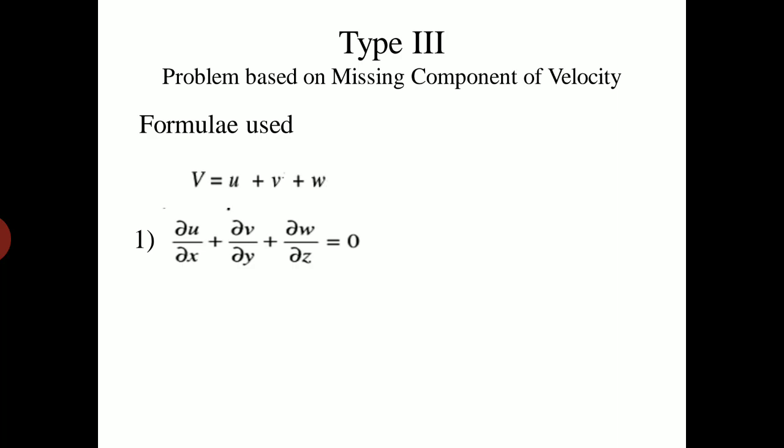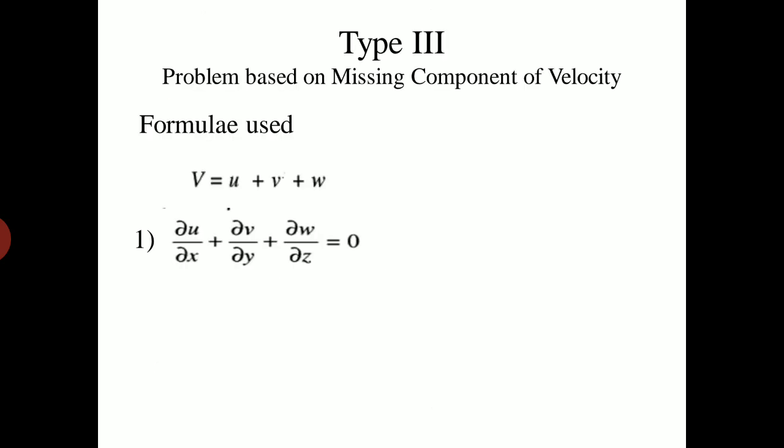So how to find it out? Suppose we are given u and v, and we need to do a partial derivation of these. If u is given to us, we need to do the partial derivative of u with respect to x. If v is given to us, we need to do the partial derivative of v with respect to y, and substitute these values in the continuity equation. If it is required to calculate w, then we need to integrate to calculate the value of w. So this is the logic behind calculating the missing components. Let us see the numerical on this.